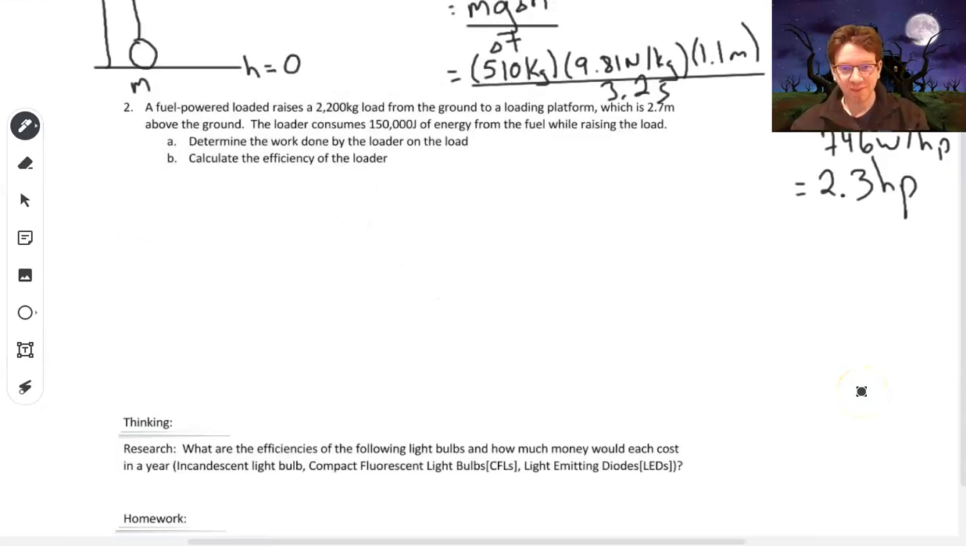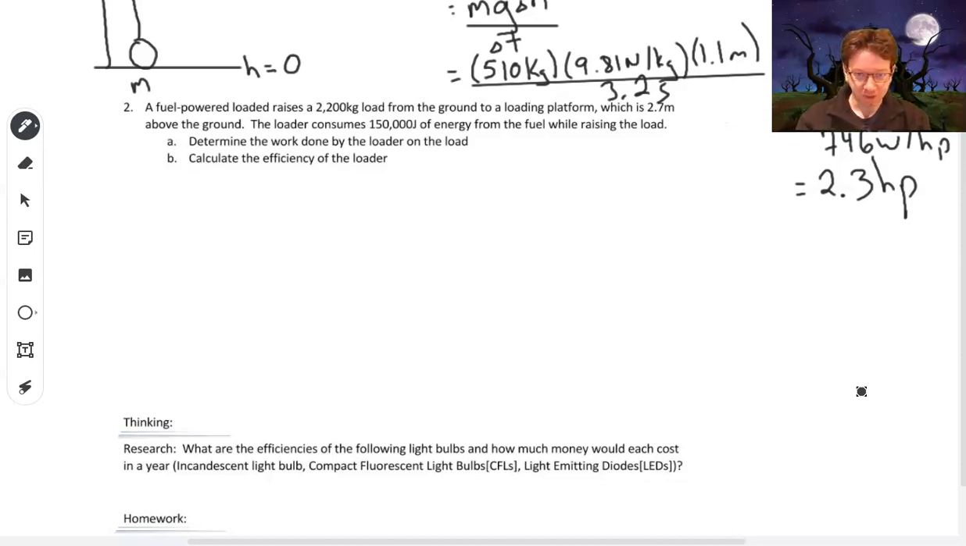Number 2 says, a fuel-powered loader raises a 2,200 kilogram load from the ground to a loading platform, which is 2.7 meters above the ground. So same thing. Right? We're changing our gravitational potential energy by lifting something up. Then it says the loader consumes 150,000 joules of energy from the fuel. Okay, so that's how much input our loader actually requires. So first, determine the work done by the loader.